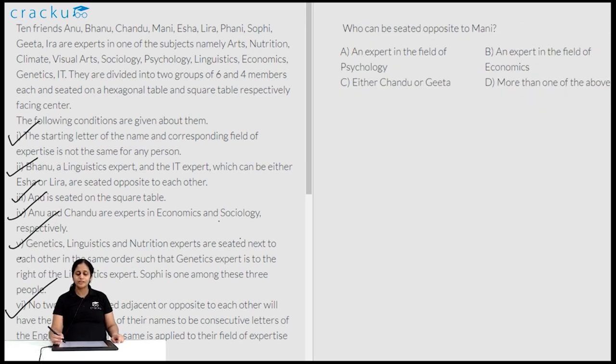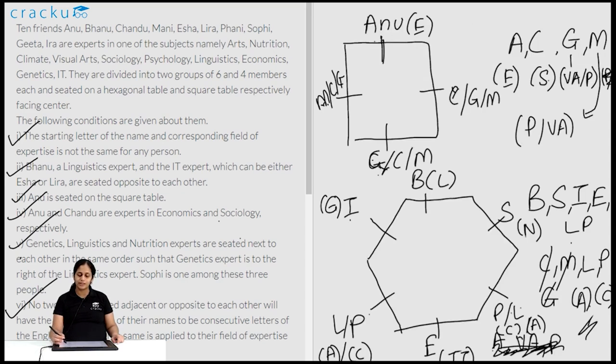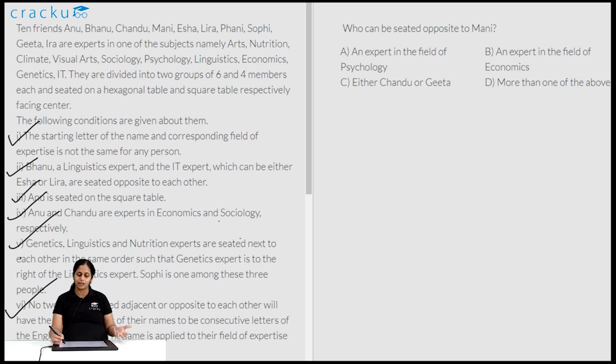The third question is, who can be seated opposite to Money? So essentially, any of A, C or G can be opposite Money. So it can be Anu, Chandu or Geeta. And the corresponding fields are economics, sociology, visual arts or psychology. Any of these can be seated opposite to Money.